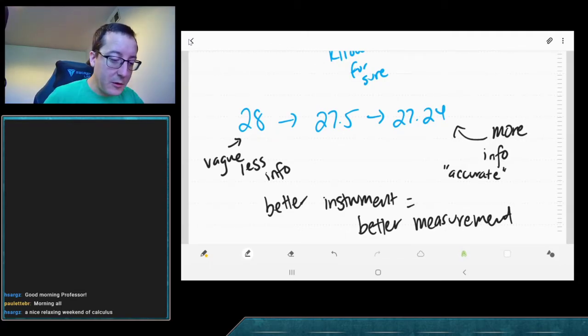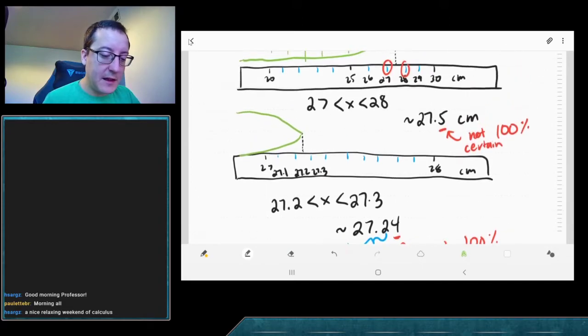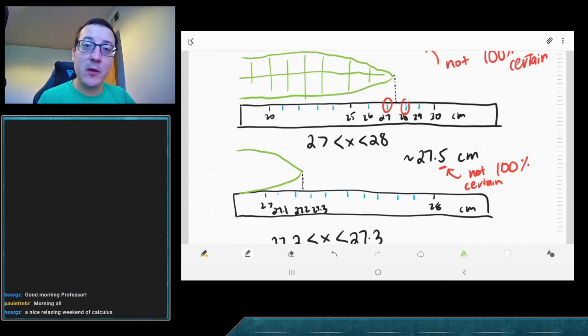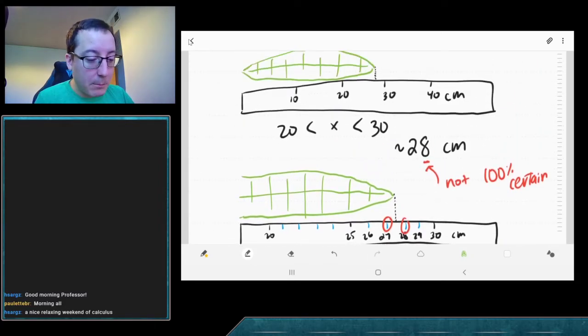Notice also with these, we always read it one more place than we can see for sure. So remember, between the 20 and 30, those were tens places, right? We read then to the ones place because we wanted to say it's closer to 30. Let's go ahead and make that determination. We're going to guess that it's an 8, but we are measuring one more place than we can see. For sure, we can see 20, we can see 30. We're going to read it one more spot.